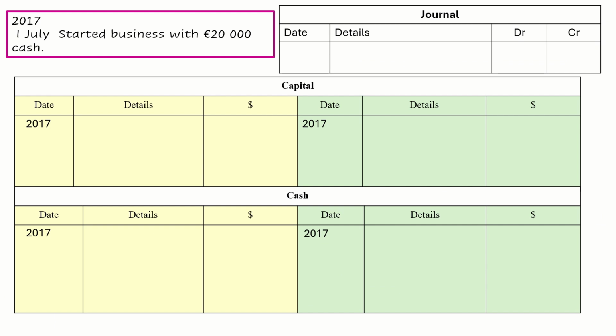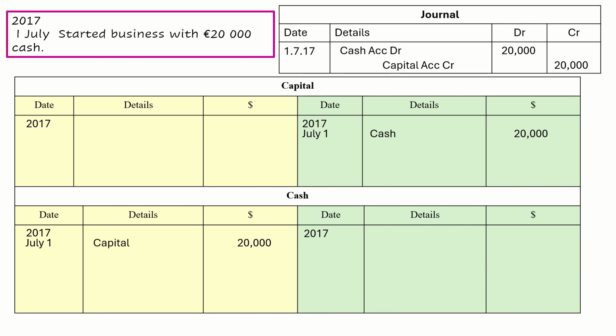Now let's see how to show the transactions in a general journal. 1/7/17 the date. Cash account debit 20,000. Capital account credit 20,000. Now let's post the entries to the ledgers. Cash account debit 1st July, opposite account's name capital followed by the amount. Capital account on the credit side July 1st, opposite account's name cash and the amount 20,000.